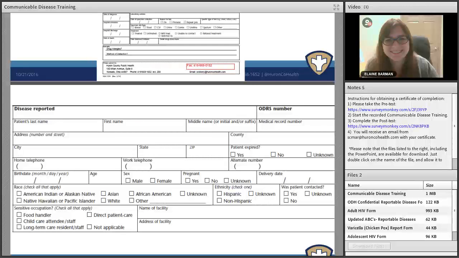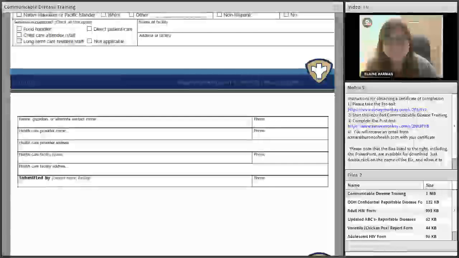Sensitive occupation. This is important for numerous diseases because there are certain laws in the Ohio Revised Code that keep people from going to work if they have certain illnesses. So I need to know if they're a food handler, if they work with children or in a nursing home, or if they have direct patient care, and where. So if you know that information, please fill that out, because there are certain illnesses where we have to make sure they're not going to work because of the potential to spread the disease and get others ill as well, and we want to prevent that, and that's why those laws are in place. So if you have that information, please put that in there as well.